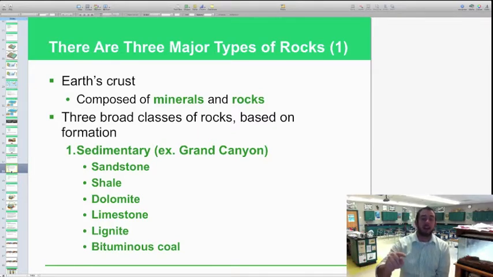Great example, the Grand Canyon. After I talk about what types, we're going to go to that video of me in the Grand Canyon showing you some of those rock layers. Some of the different types of rocks are sandstone, shale, dolomite, limestone, and bituminous coal. All those are examples of rock that would be found in a sedimentary region like the Grand Canyon. Let's go there now.